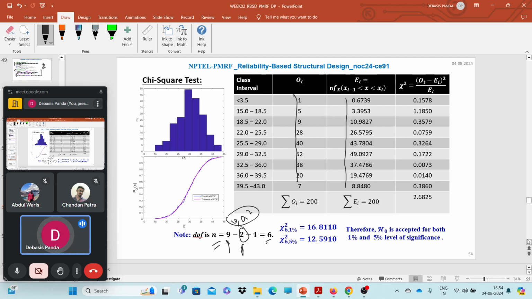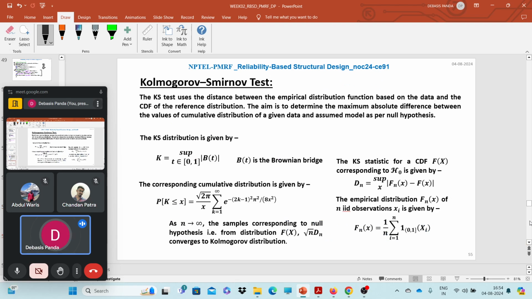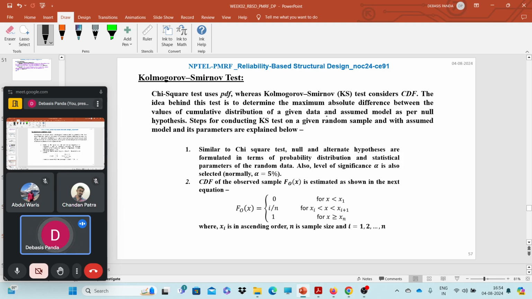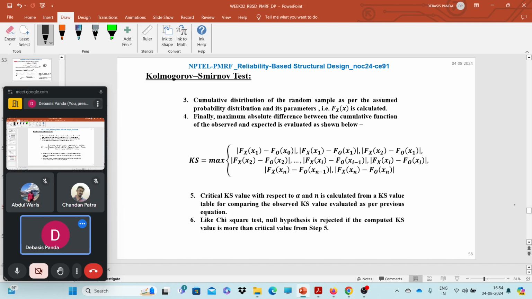If we have a large number of data, we generally perform the chi-square test. If we have a small number of data, we have the KS test, the Kolmogorov-Smirnov test. The KS test uses the CDF instead of the PDF. It takes the difference between the CDF from your hypothesis and the CDF from your observations, and takes the maximum value of that. Based on that maximum value, we find the KS value. Then, based on the level of significance and degrees of freedom, we find out whether our hypothesis is accepted or not, similar to the chi-square test.